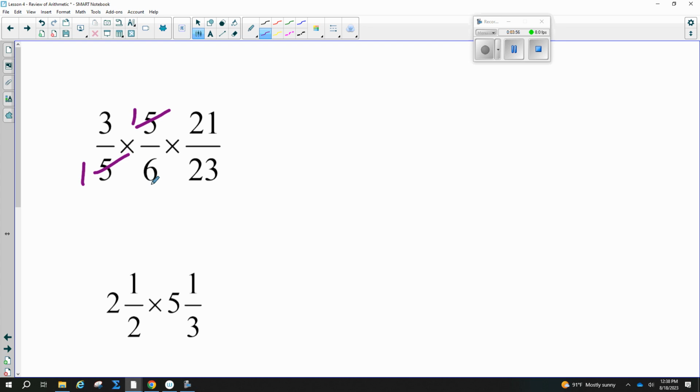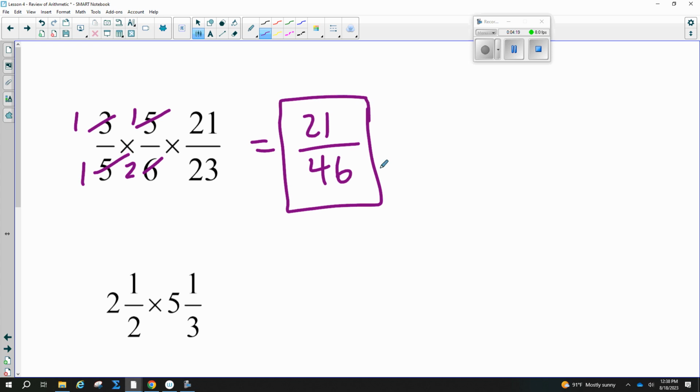Cade. Okay, 3 goes into 3 once. 3 goes into 6 twice. All right, anything else? Don't think so. Now we multiply straight across. 1 times 21 is 21. And on the bottom, 1 times 2 times 23 is 46. And check to reduce. Does it reduce? I don't think so. Do you guys think so?